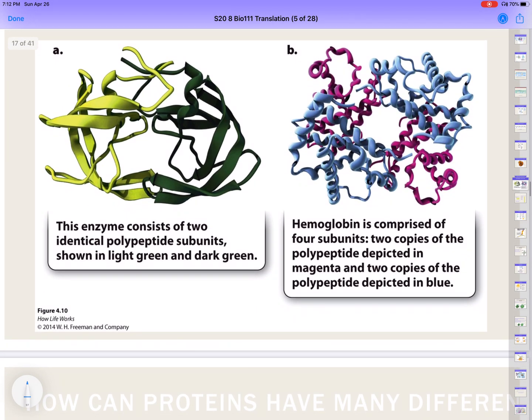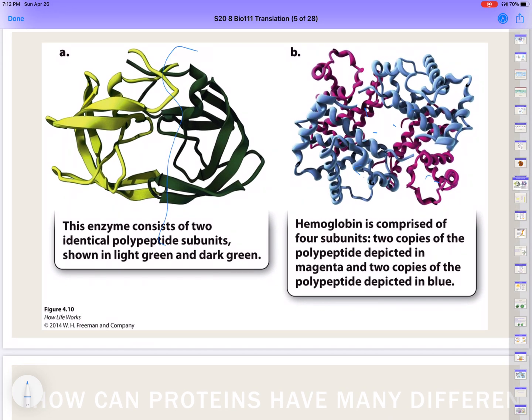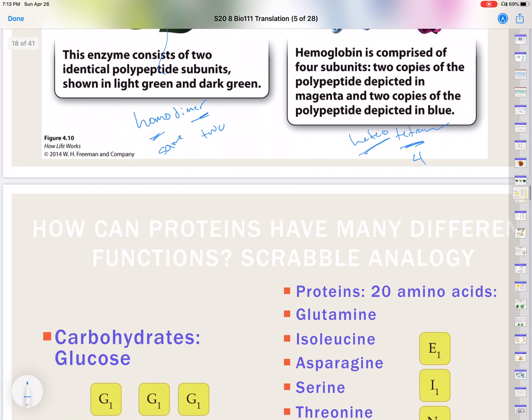Then quaternary is when you have multiple different polypeptides that are all combining. So in this case, this is two of the same protein that comes together. So this is called a homodimer. Homo for same, dimer for two, right? Hemoglobin here is a hetero tetramer, right? Hetero, two different subunits. Tetra, like Tetris, stands for four. So it's four different units in total for it.